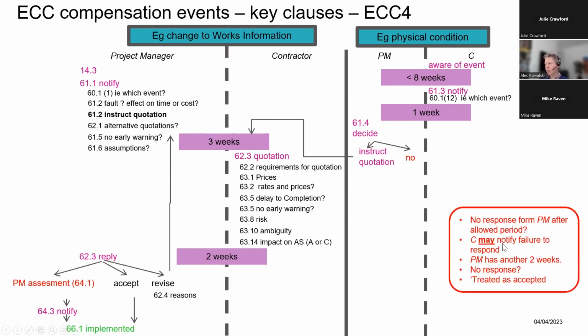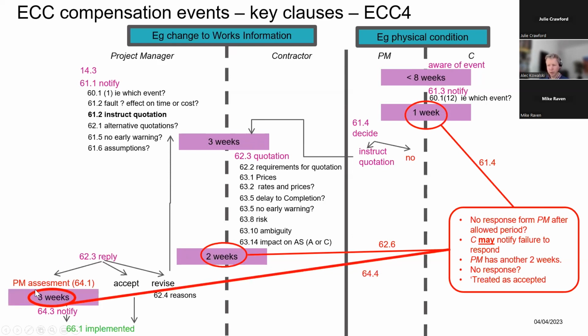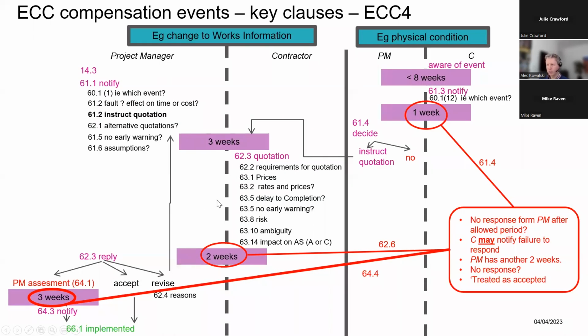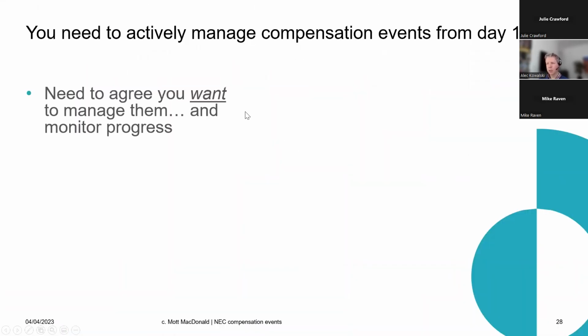And then over here are the sanctions. So if you don't respond to their notification, if you don't respond to their quote, or if you take too long to do your own assessment, they remind you you've got another 2 weeks. Otherwise, it's automatic acceptance of their quote. Okay, so you need to actively manage compensation events from day one. That's the process. You need to be on the ball from day one.